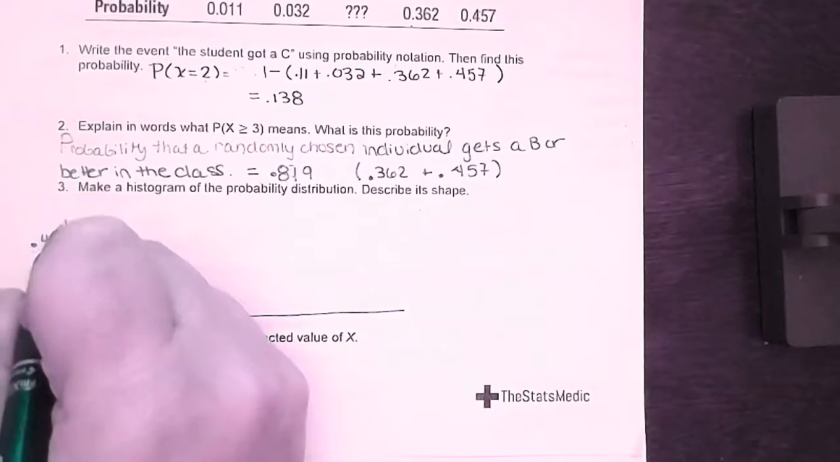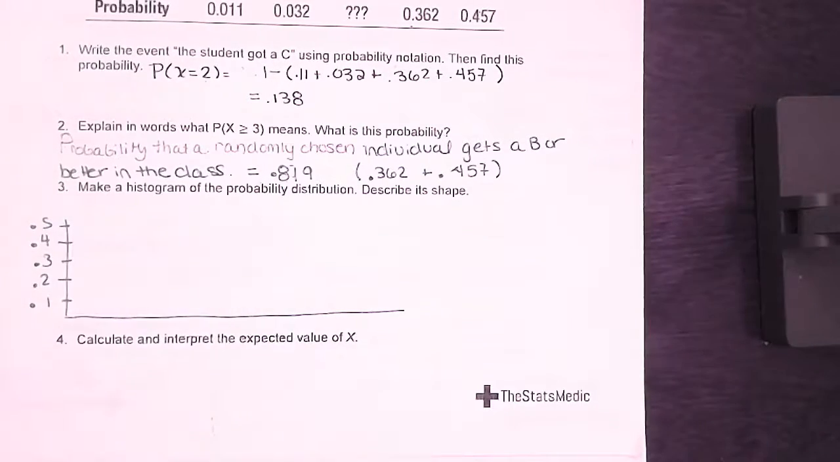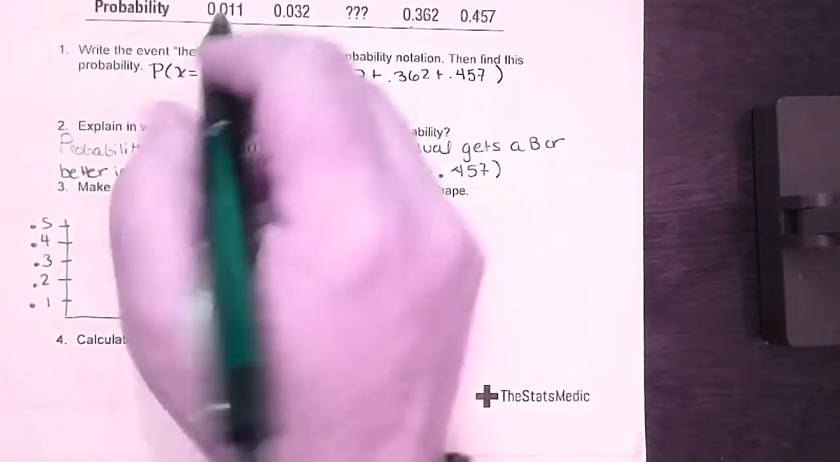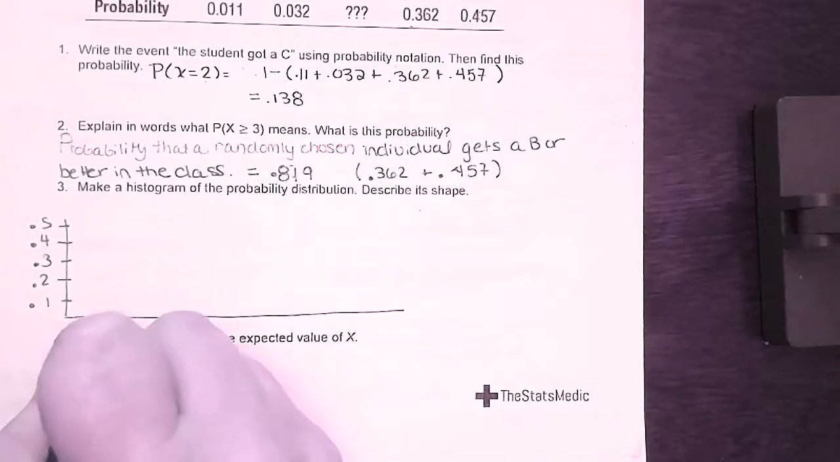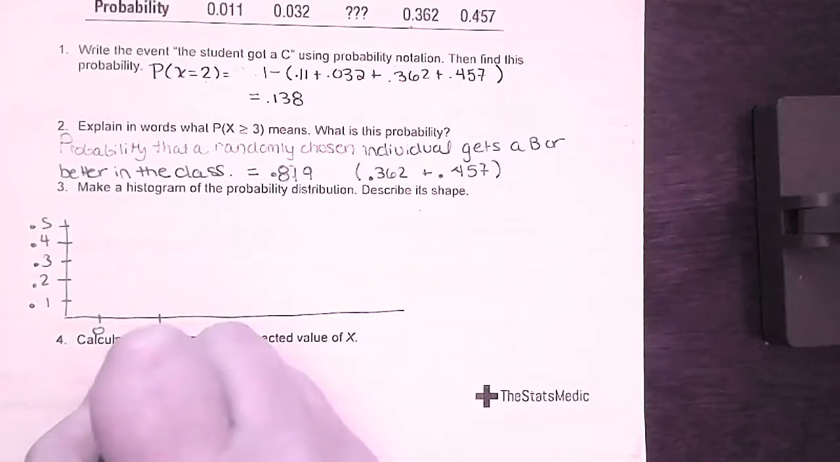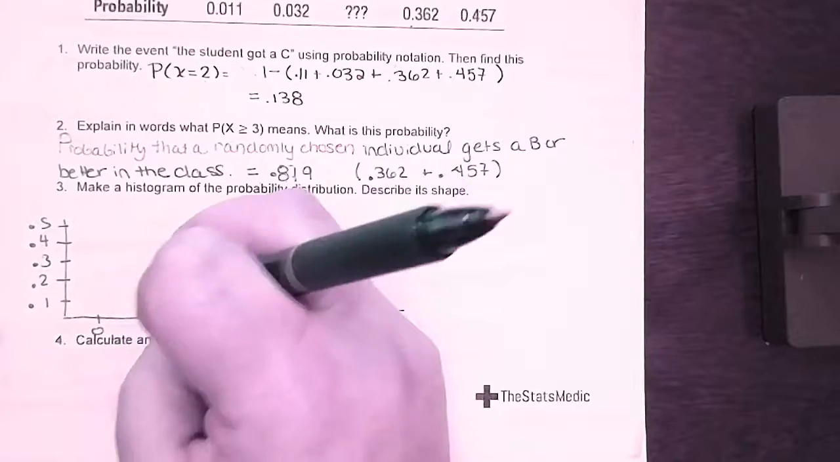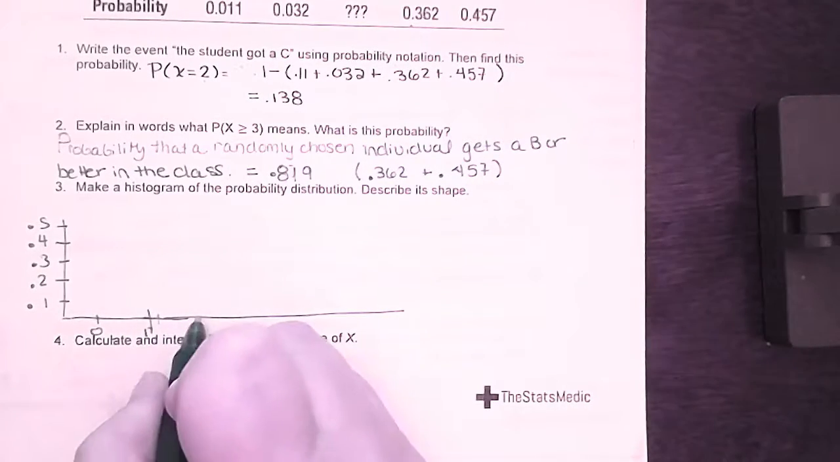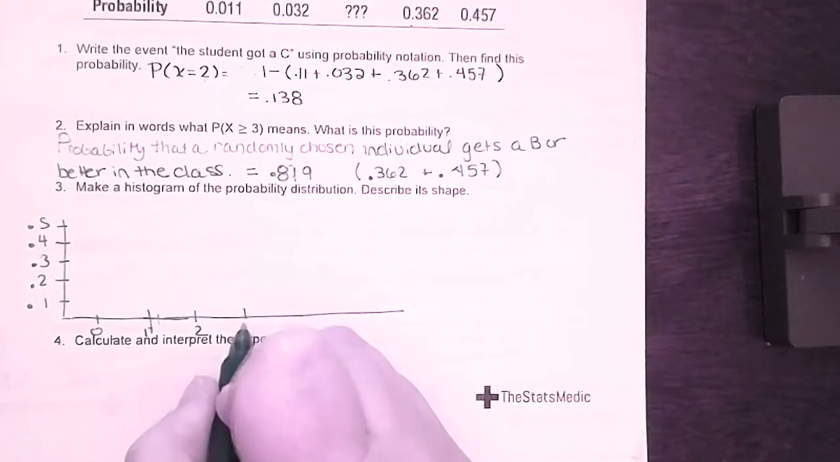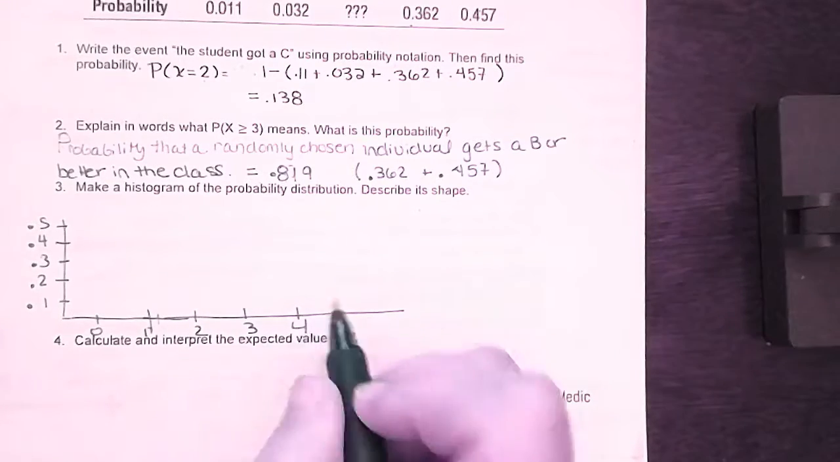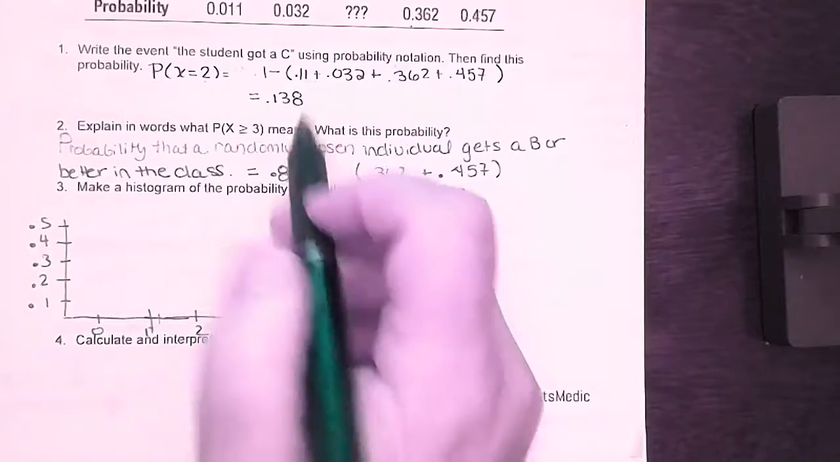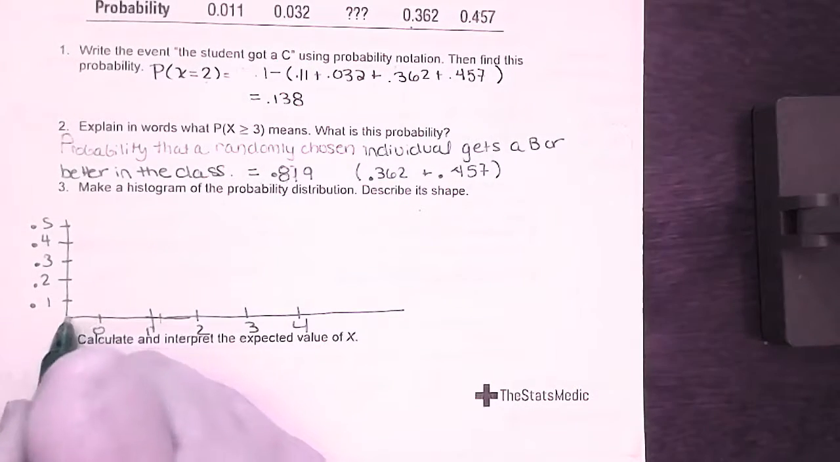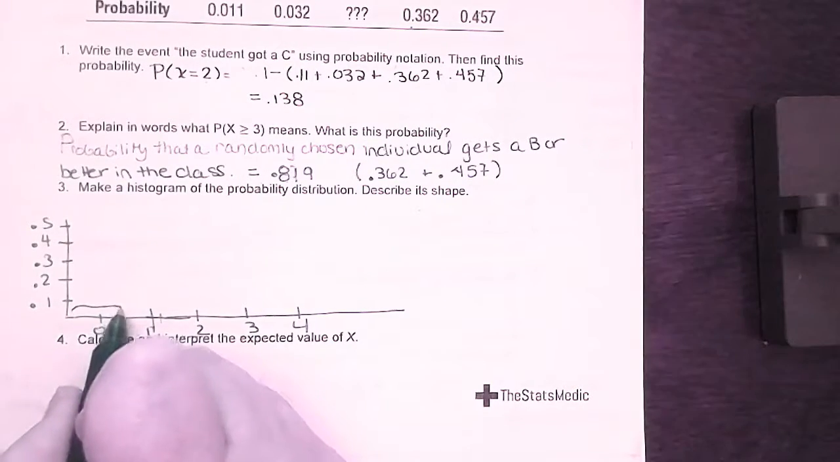0.4 and 0.5. And then again, 0 is the value. So we've got 0, 1, 2, 3, and 4. So there's a very low probability, less than 0.1, of somebody getting an F in the course, which is great.